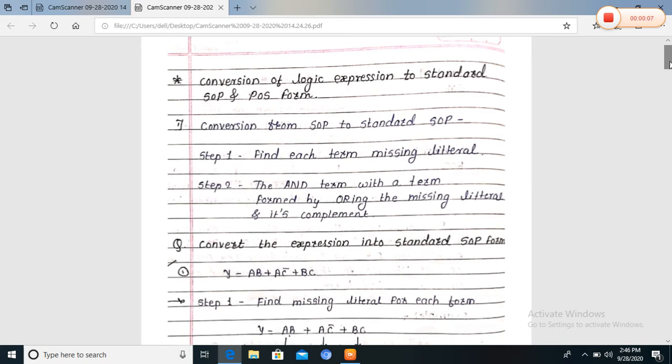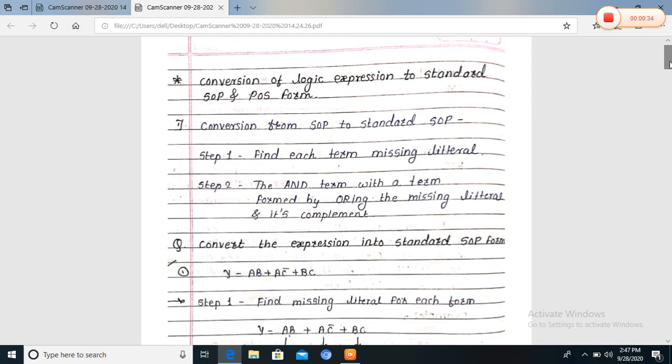Hello students, today we are going to study the next point, conversion of logic expression to standard SOP and POS form. In the last lecture we studied the SOP and POS form. Now we convert that form into standard SOP and POS form. First, conversion of SOP to standard SOP.